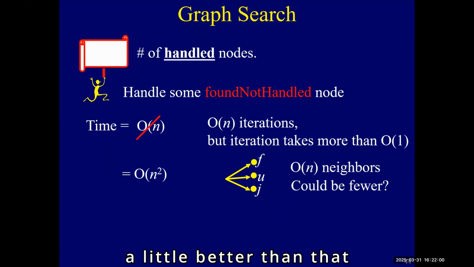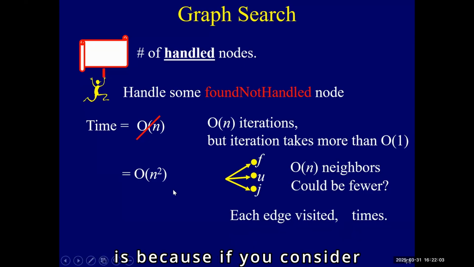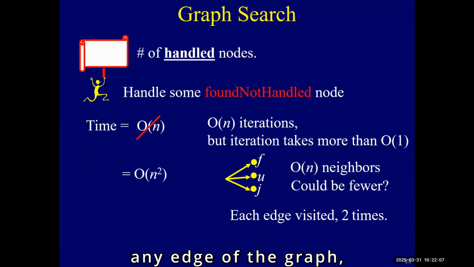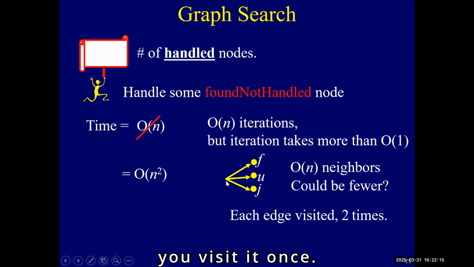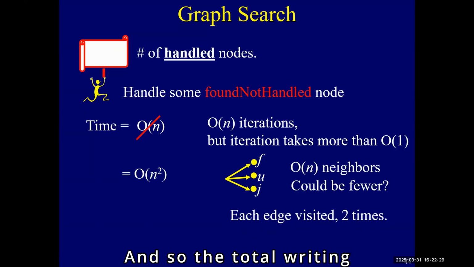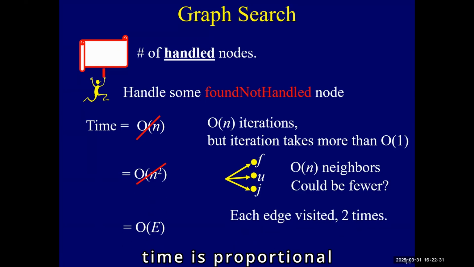But we can do a little better than that, because if you consider any edge of the graph, we visit it at most twice. Why is that? Well, if it's a directed edge, you visit it once. You're here and you go to your neighbor. That's once. But if it's undirected, you're here, you go there, and then now you're there and you go here, right? So you kind of examine each edge twice. And so the total running time is proportional to the number of edges, right?